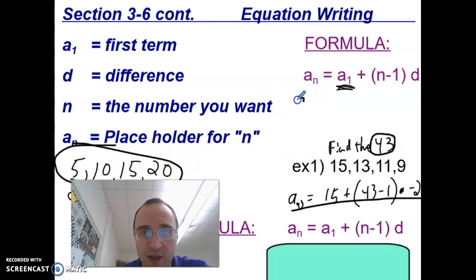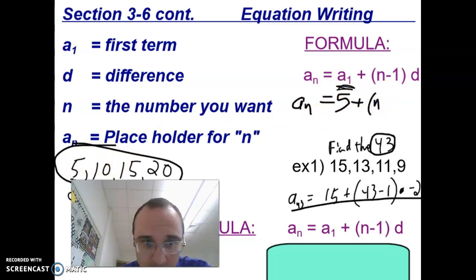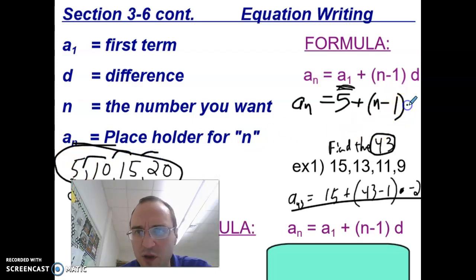you're going to have to say a n equals first term, what's the first term? 5 plus n, because we don't know, we're just making a formula. It's going minus 1, and the common difference each time is a positive 5. This doesn't often happen where the common difference is the same as the beginning number, but it looks like this. So the formula is a n equals the first number, and this sequence is 5 plus n minus 1 times 5.